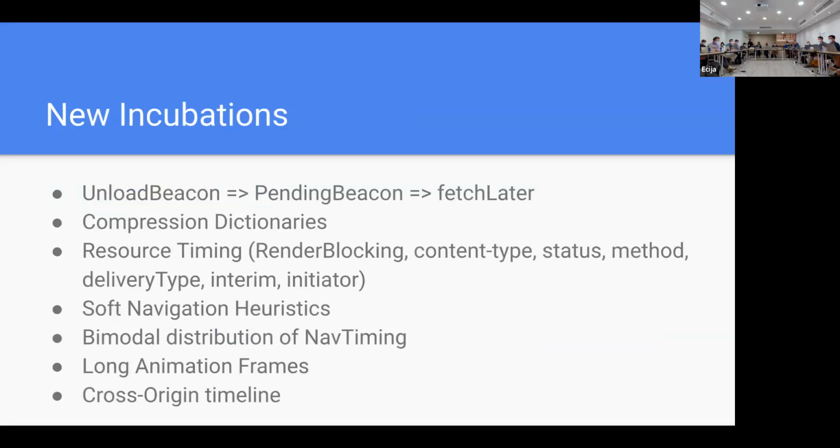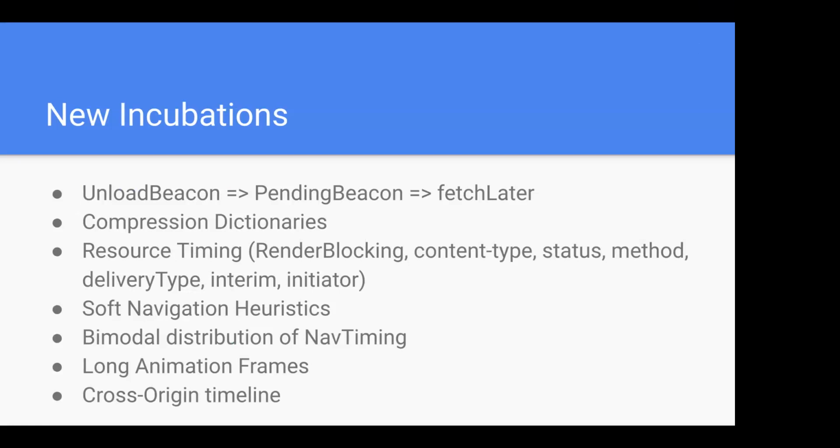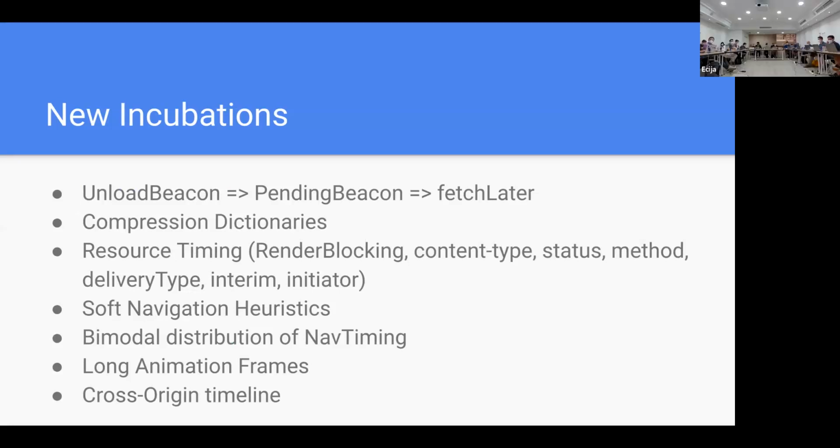We have a lot of new incubations that we've been talking about over the last year. Some of the highlights: the unload beacon, the pending beacon, fetchlater, compression dictionaries, a bunch of updates to resource timing with new attributes exposed via that, soft navigation heuristics, updates to navigation timing for bimodal distributions of all the different things we're measuring, long animation frames, and cross-origin timeline. A lot of stuff is being developed, discussed, prototyped and experimented with. That's coming through the WICG, and we're working on it within the working group as well, or at least discussing it. If you are interested in any of those, we love your participation. We will be talking about incubations again at the same time tomorrow as part of the rechartering discussion, so we'll dive into that one later.